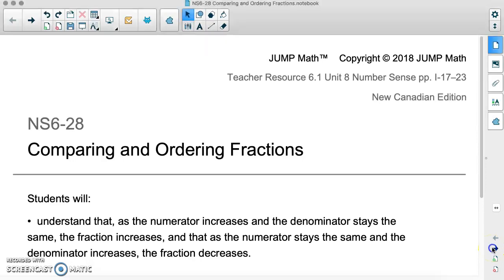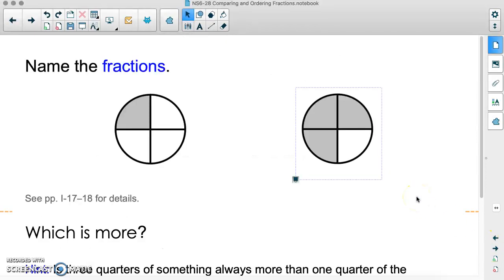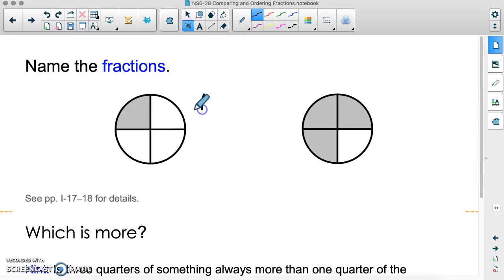Let's explore this further. So here we're given two fractions. Let's start by just naming them. So we know that this is 1/4, and we would name this one 3/4. So which fraction is more? Is 3/4 of something always more than 1/4 of something? The answer is yes. So 3/4 is the bigger one. 3/4 of something is always going to be more than 1/4 of something.